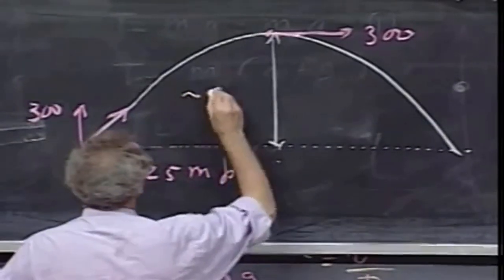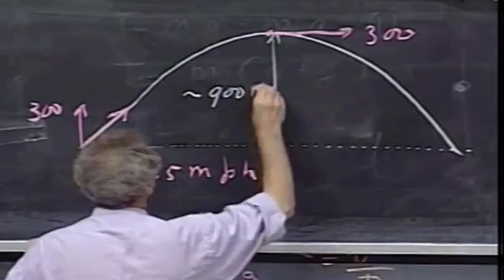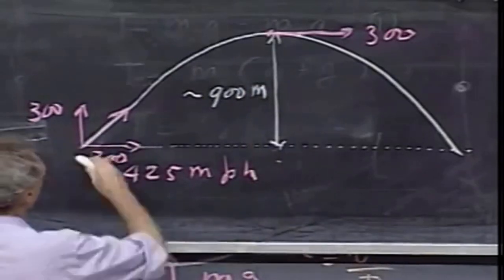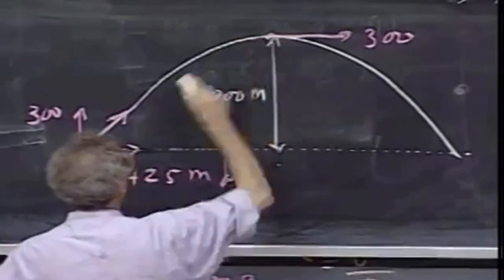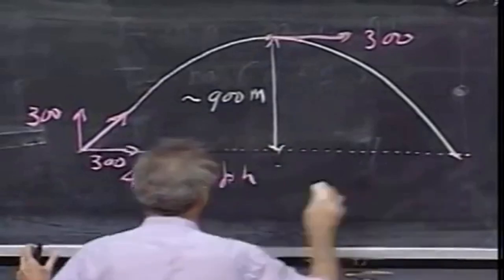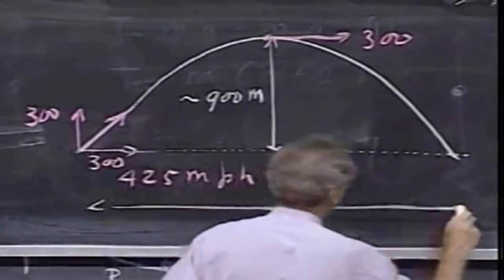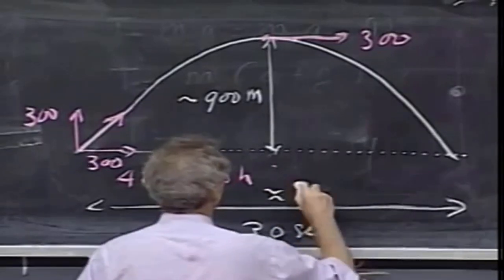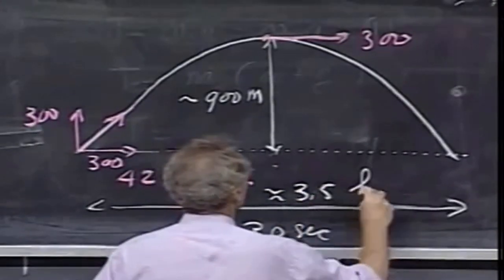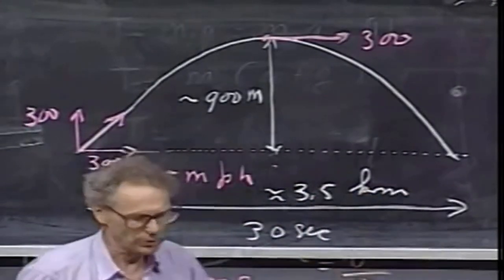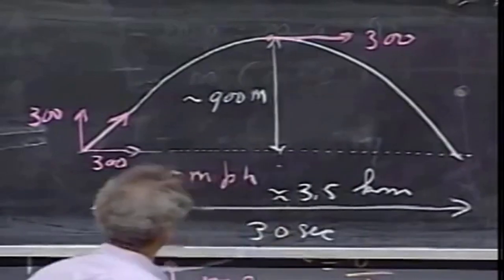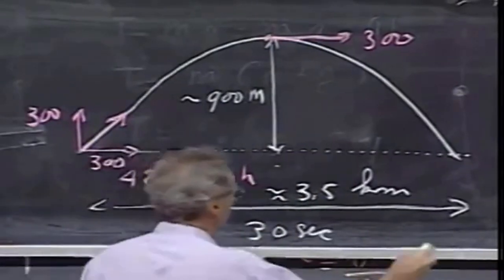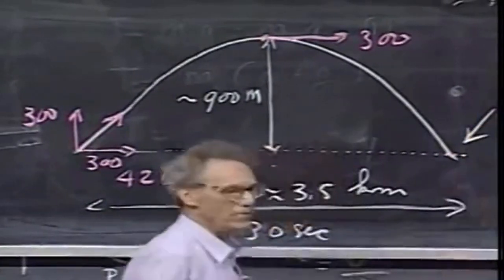Very crude numbers, this is about 900 meters. And it will take about 15 seconds to reach this point, so it will take about 30 seconds to go from here to here. And in those 30 seconds, the horizontal displacement is about 3.5 kilometers. And all these numbers you should be able to confirm. Right here, the engines are restarted.